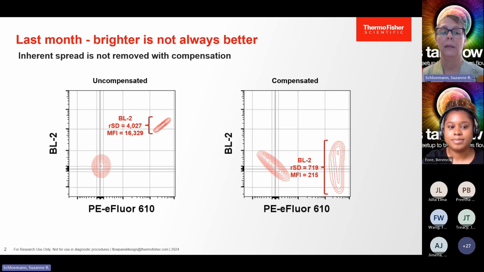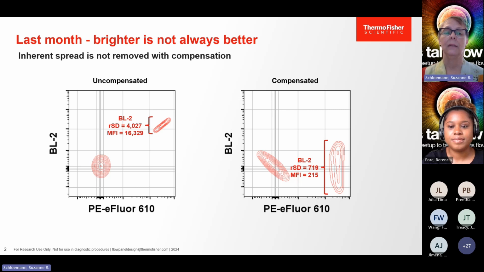So what we're looking at here is a single color control stained with PE E-fluor 610. From the plot on the left, you can see that we have some spillover. We have a double positive population with a single color control. So we know something needs to change, and that change is compensation.